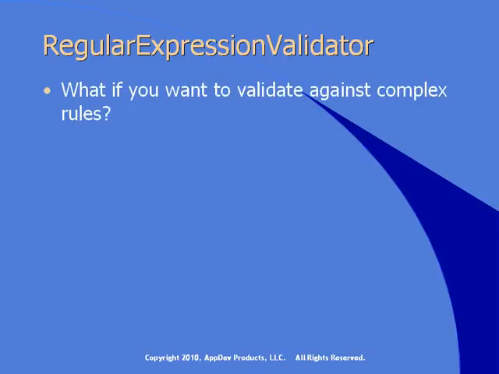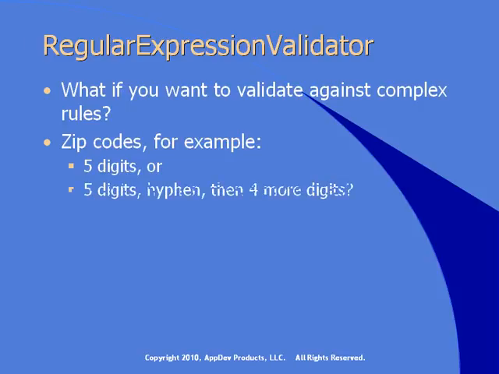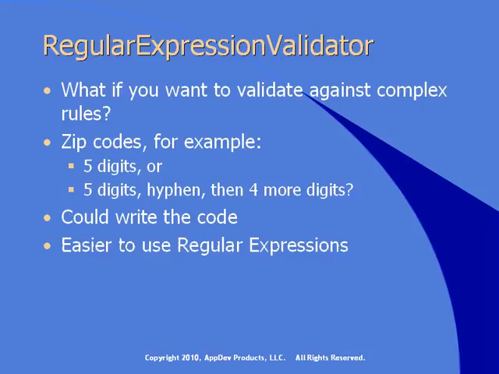What if you need to validate against some set of complex rules? For example, zip code. In the United States, a zip code is our postal code, and it can be either 5 digits or 5 digits, a hyphen, and then 4 more digits. And if I remember correctly, there's actually an extended zip code that's more digits, but for now, that's all I'm going to worry about. You could write code that would perform a character-by-character validation and use a custom validator. Or you could use regular expressions.